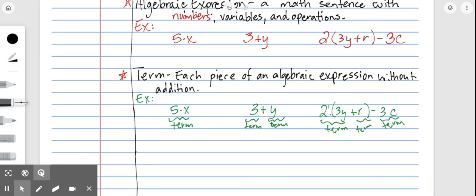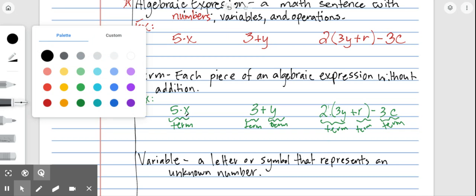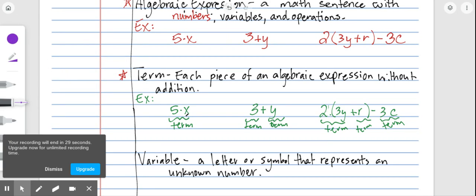Okay, the next vocab term is going to be variable. Now, you may have noticed that in these algebraic expressions, I've been writing some letters. A variable is a letter or symbol that represents an unknown number. So this x in 5x represents something that I don't know. Again, a letter or symbol that represents an unknown number. Now, you know plenty of letters and you know plenty of symbols. So pause it right now and think about some examples that could be variables. You can look at the previous examples I used.